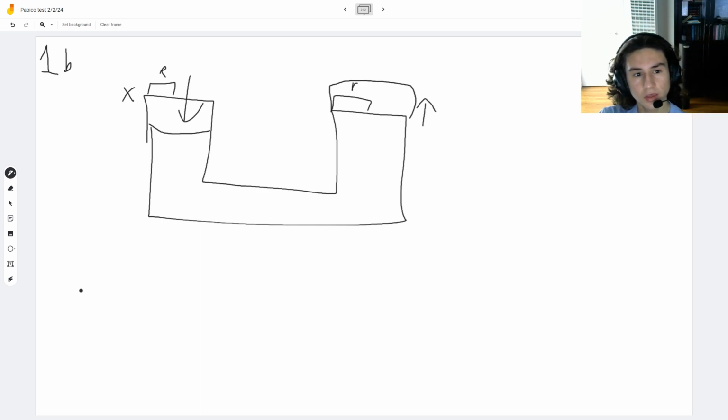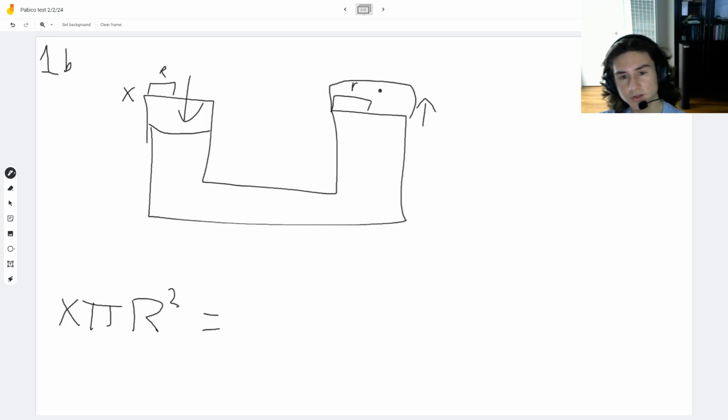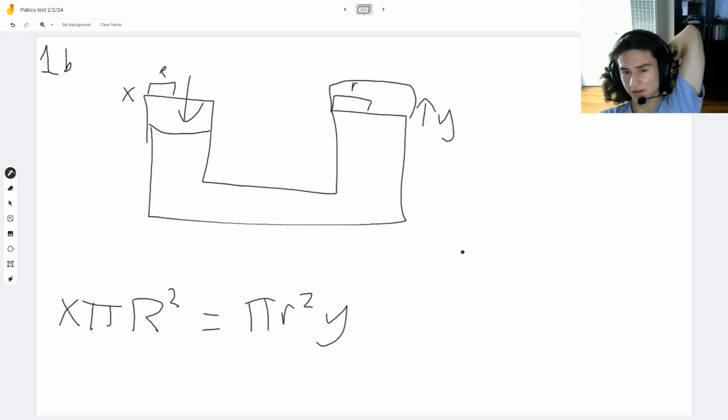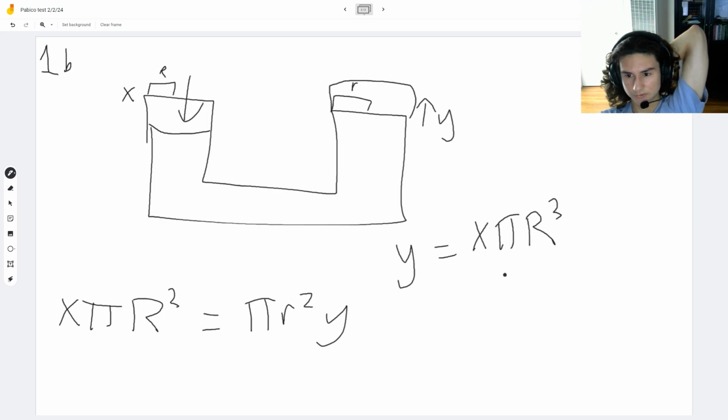So if we're pushing down with x, the total volume displaced on this side is x pi big R squared. That's equal to pi little r squared y, where y is the distance up. So to solve for this distance up, all we have to do is say y equals x pi big R squared, over pi little r squared.